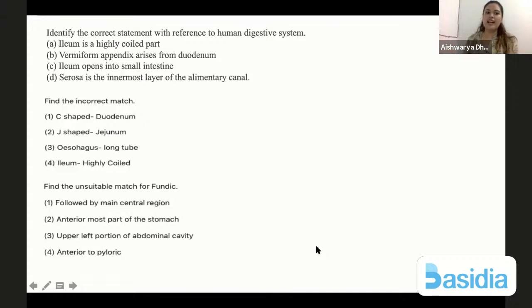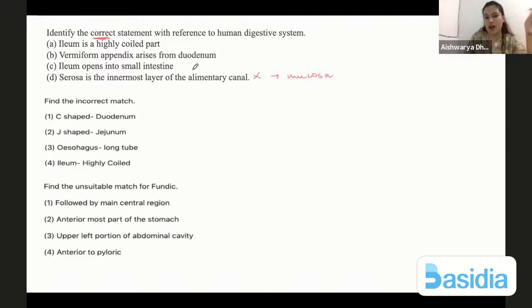Moving forward, identify the correct statement. So we have to find out the correct statement with reference to the human digestive system. First is ileum is a highly coiled part. Second, vermiform appendix arises from duodenum. Third, ileum opens into small intestine. Fourth, serosa is the innermost layer of the alimentary canal. So first we'll go backwards. Serosa is not the innermost layer.